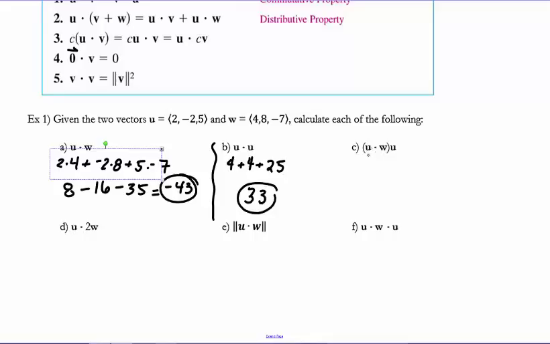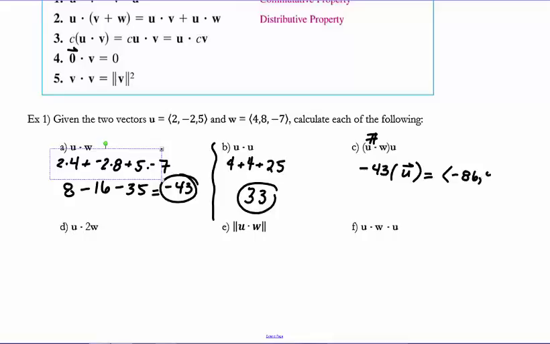u dot w, parentheses, u. So you have to read this carefully. u dot w is going to give you a number, and now I'm telling you to multiply a number by a vector. Can we do that? Yeah, it's like multiplying a constant by a vector. No big deal. So u dot w we had from over here, that's -43, and then we're supposed to multiply that by u. So we're going to take -43 and multiply by 2, -2, and 5. So that is going to give me 2 times negative 43 is negative 86.